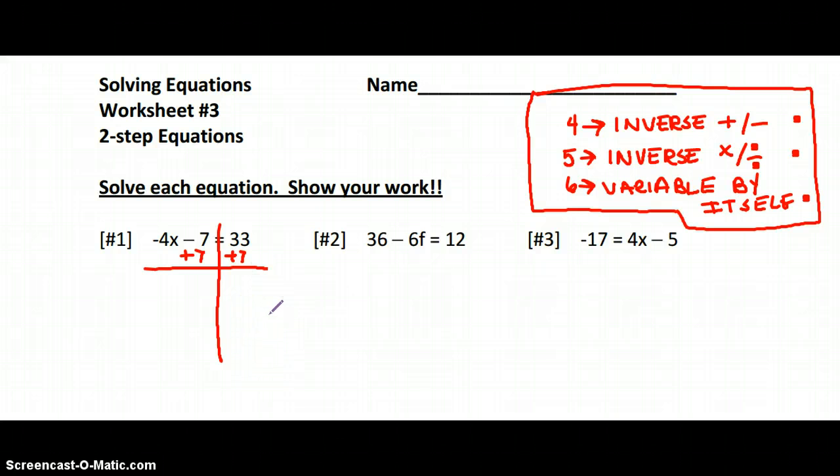The point of that was to get rid of the 7. So I have negative 4x all by itself coming down. And 33 plus 7 gets me 40.